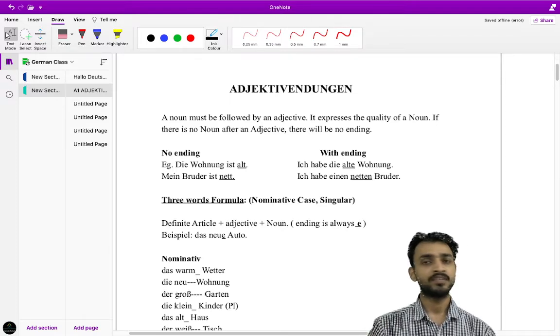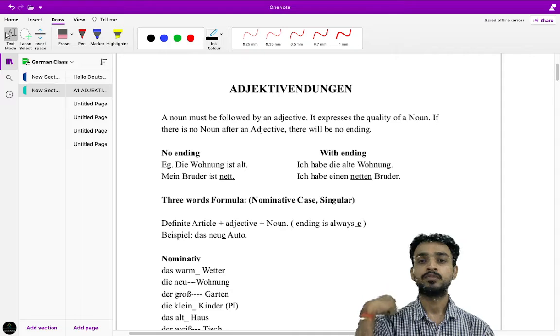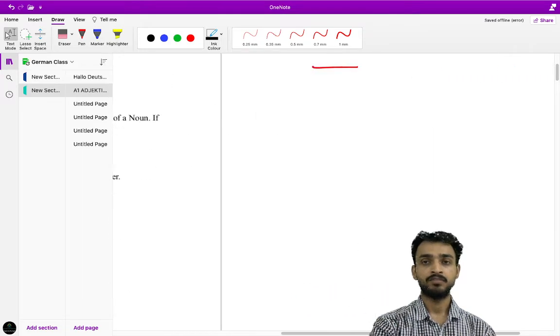I say the table is red. But if I say a red table, then there is a difference. The Wohnung is old, the apartment is old. It is okay. But if I say the old Wohnung, there is a difference. What is the difference? We'll see here.